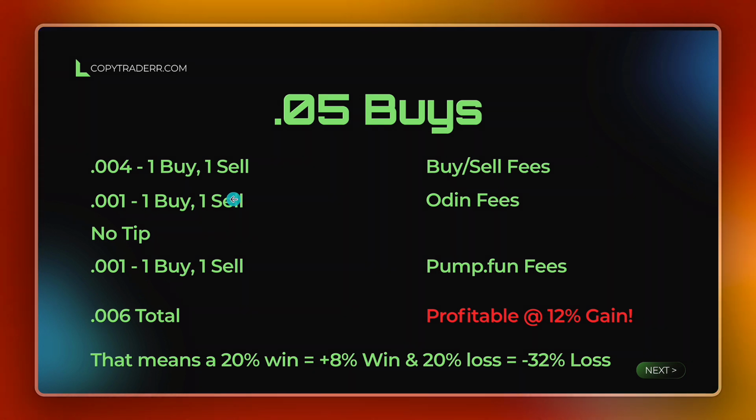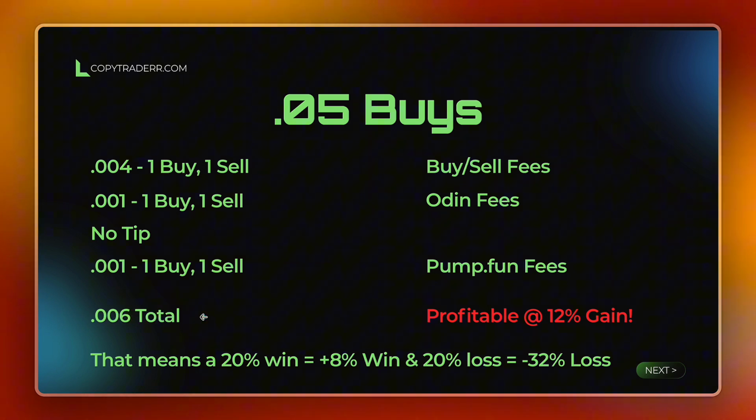So here's an example for 0.05 buys. These would be the buy and sell fees to the network. These would be the Odinbot fees. In total, one buy, one sell would equate to 0.001. Let's assume we're not tipping. We have the pump.fun fees, which are 0.001. So that brings us to 0.006 in total fees.